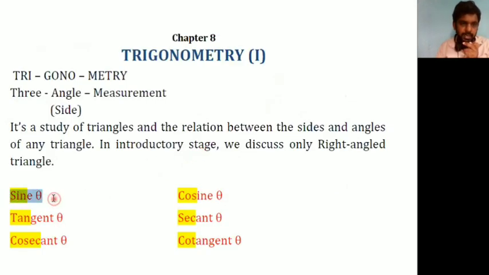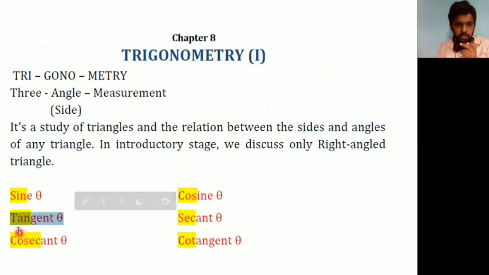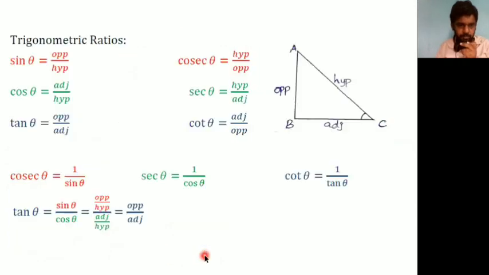So this is sine theta, in short written as sin theta. This is cosine theta, in short cos theta. This is tangent theta, in short known as tan theta. This is secant theta, in short known as sec theta, but we'll pronounce it as secant theta. This is cosecant theta, we'll write it as cosec theta, but we pronounce it as cosecant theta only. So secant and cosecant will be pronounced as they are. For the other ones we use the short form for pronunciation. This is cotangent theta, in short known as cot theta.